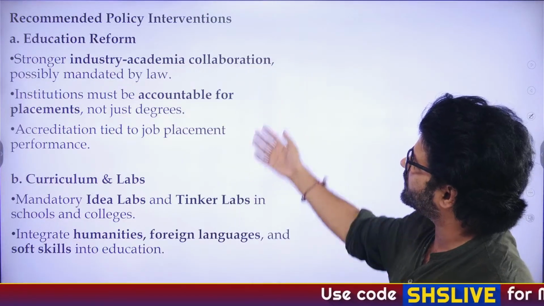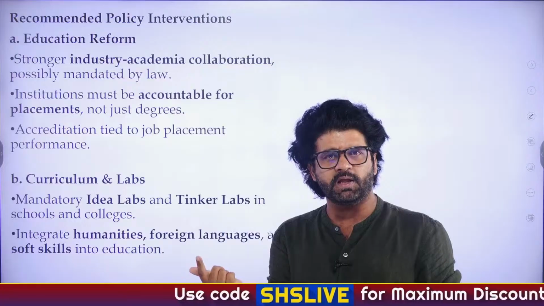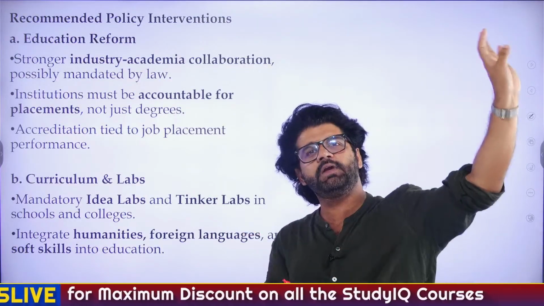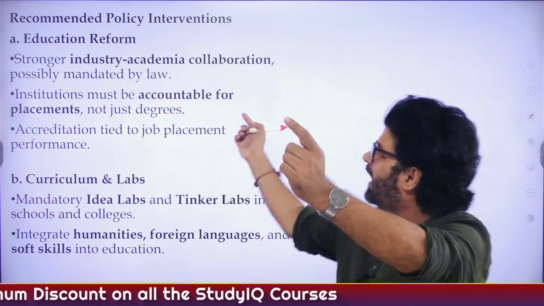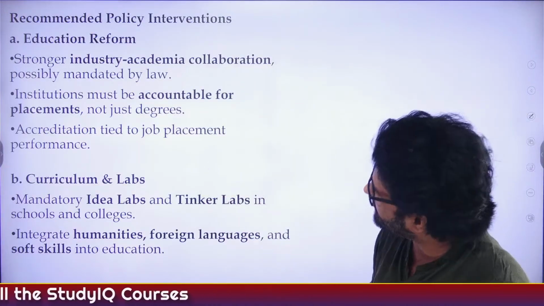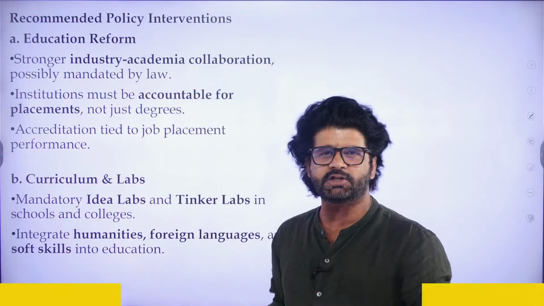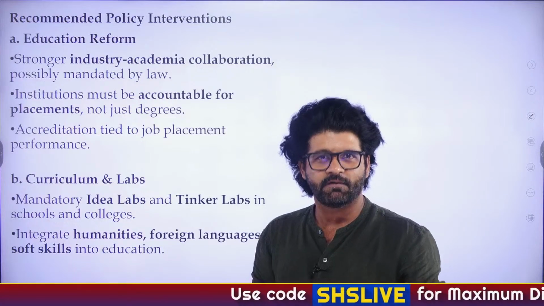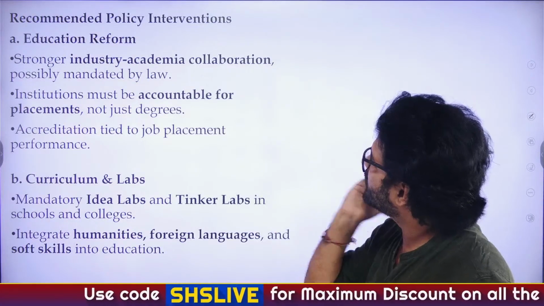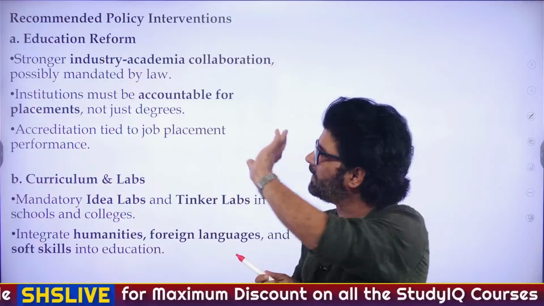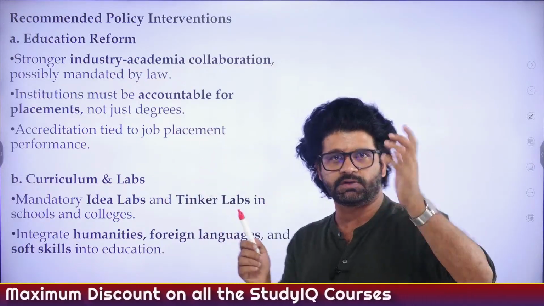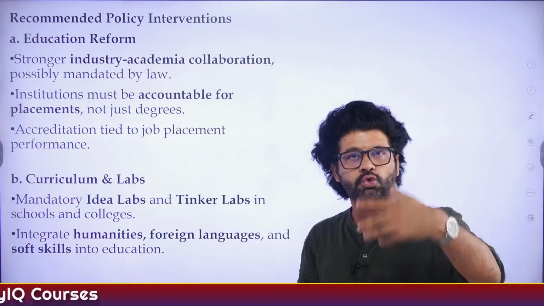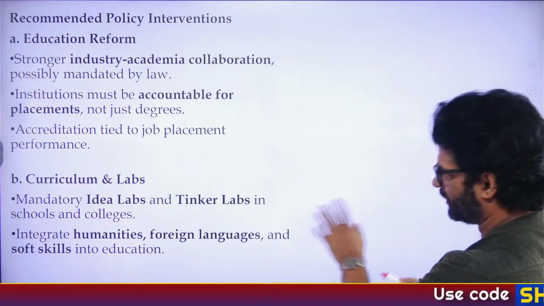Recommended policy interventions. If you want to bring inclusive growth and employment, what do we have to do? Education reforms. We read something in college and we have to do something else in industry. So there has to be a collaboration. Institutions must be accountable for placement. It's not like we went to college, 75% attendance. What is 75% attendance? We should get a job, bro. Accreditation: based on how much job placement is happening, colleges should be certified A+, B+. Curriculum: mandatory idea labs, tinker labs, all these things should be there. You should promote research and innovation. Again, you can read all these things.